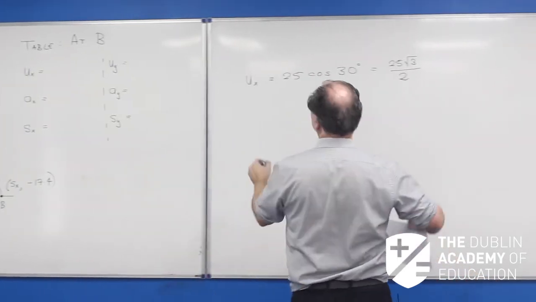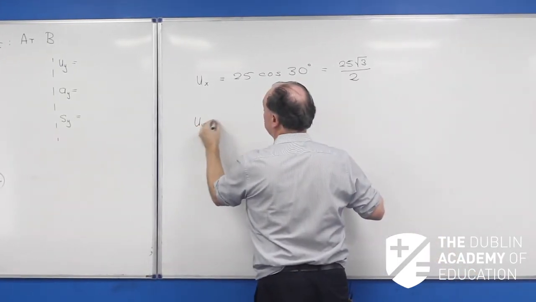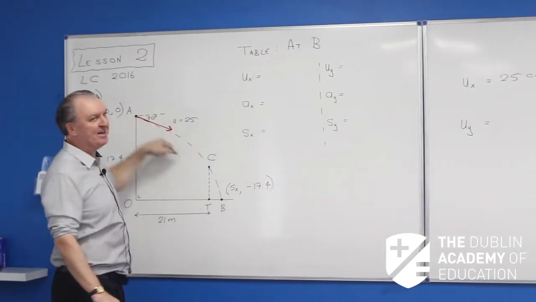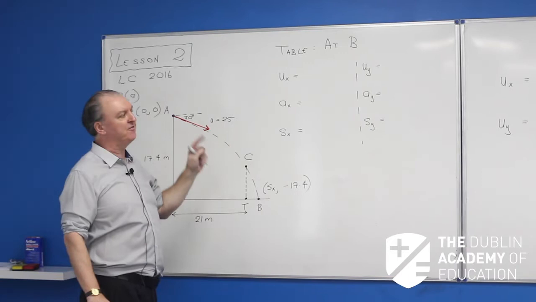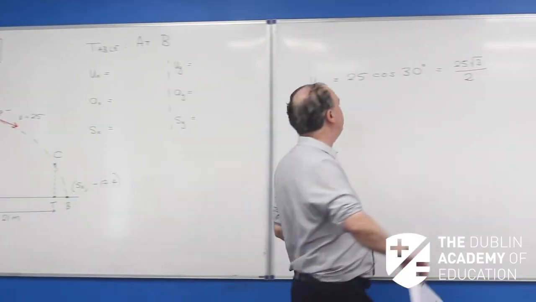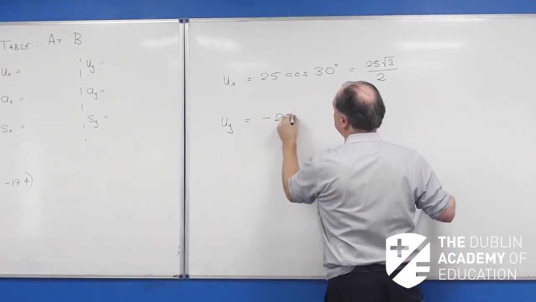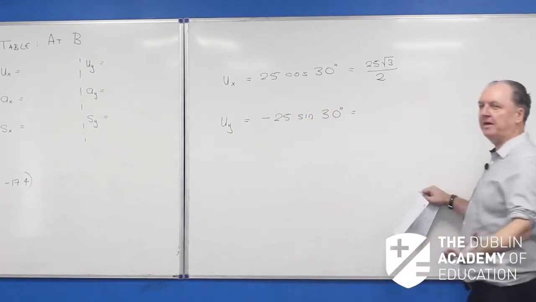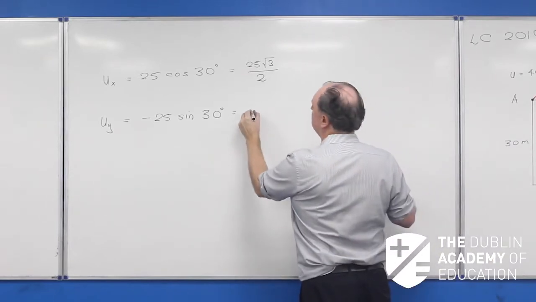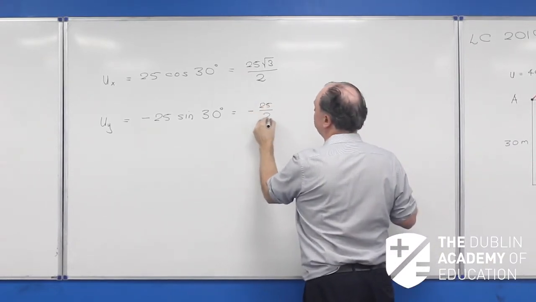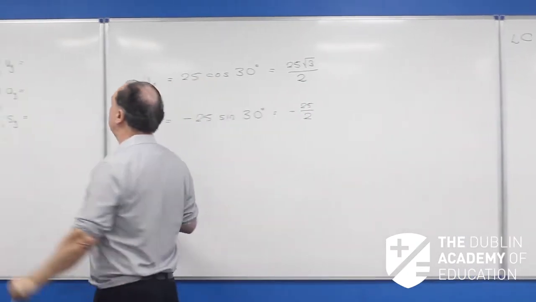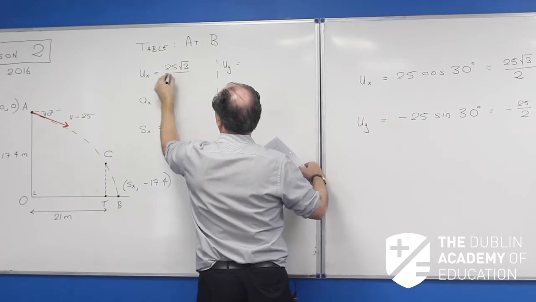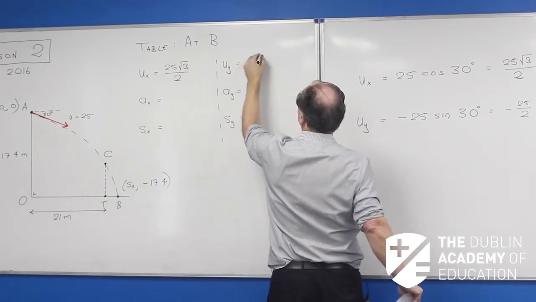What's the Y component? You've got to be careful about the Y component, because you can see that missile is being thrown down. So down is negative. So it's going to be minus 25 sine 30. Put that into my calculator, I get minus 25 halves. So put them into my table. UX, 25 root 3 on 2. And UY, minus 25 halves.